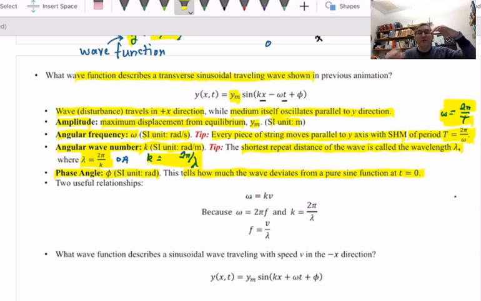But if it's a sine function that's been shifted left or right, well, then you're going to have a phase angle that's not 0 to deal with. A positive value for the phase angle phi shifts the sine function to the left, and a negative value for phi shifts the sine function to the right. Let's look at our animation and figure out what the phase angle is.